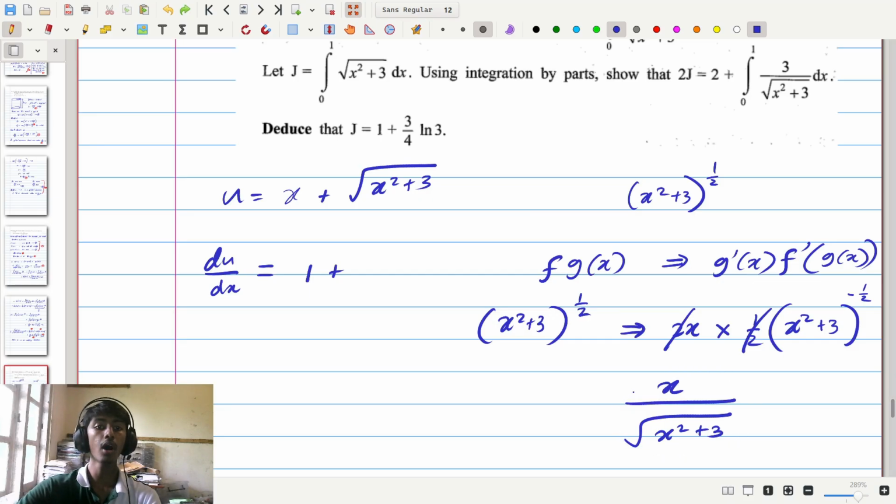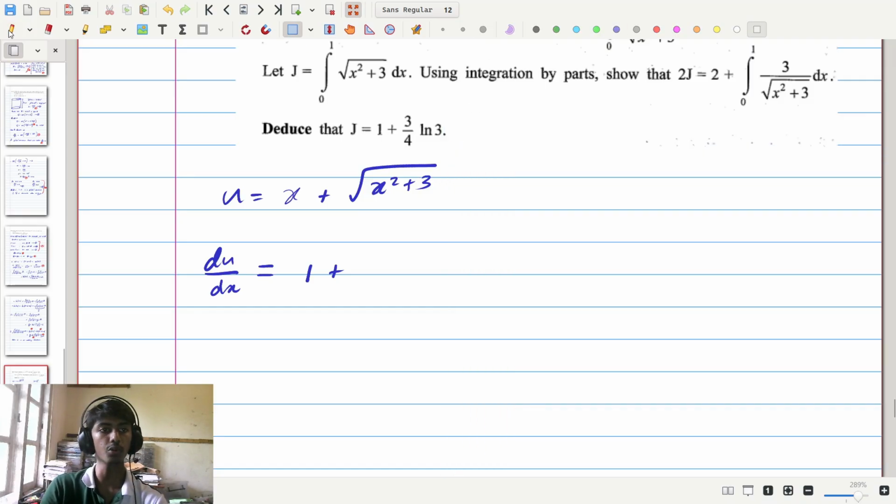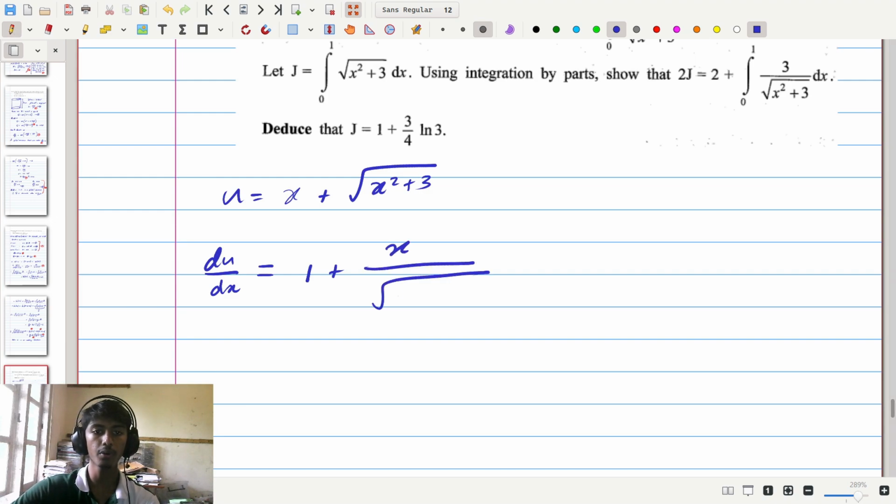The derivative of the square root of x squared plus 3 is equal to x divided by the square root of x squared plus 3. So replacing that, we can see du by dx is equal to 1 plus x divided by the square root of x squared plus 3.